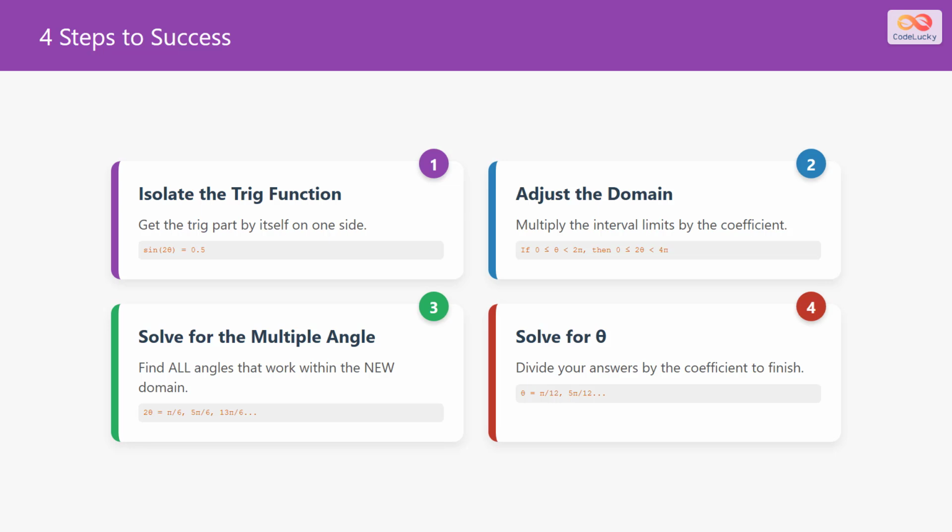To solve these problems systematically, we use a 4-step process. Step 1 is to isolate the trigonometric function. Step 2 is crucial. We must adjust the domain to match our multiple angle. Step 3 is to solve for the multiple angle itself, finding all valid answers in that new domain. Finally, in Step 4, we divide our results by the coefficient to find the value of theta.